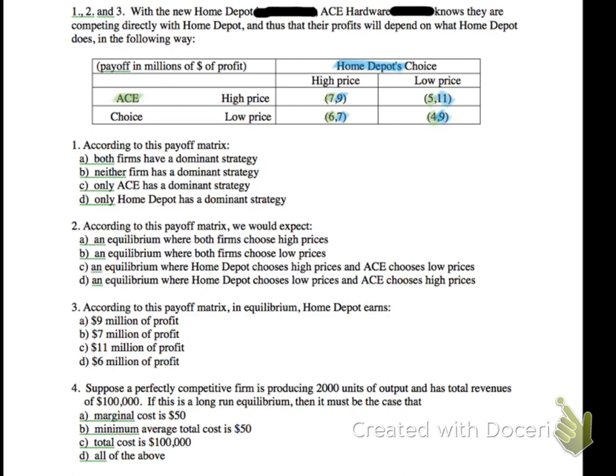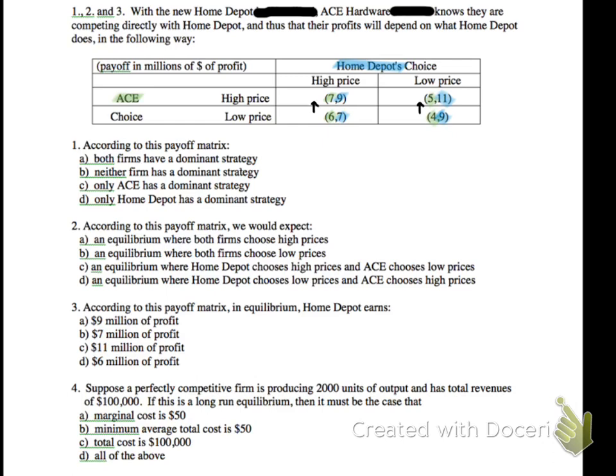So let's look at the first question. It says, according to this payoff matrix, all the choices are talking about dominant strategies. To figure out a dominant strategy, you look at each choice here. So for Ace Hardware, look at just the green. If they choose to raise their prices, or a high price, then notice how compared to the low, they'll be making more money. 7 is greater than 6, and 5 is greater than 4.